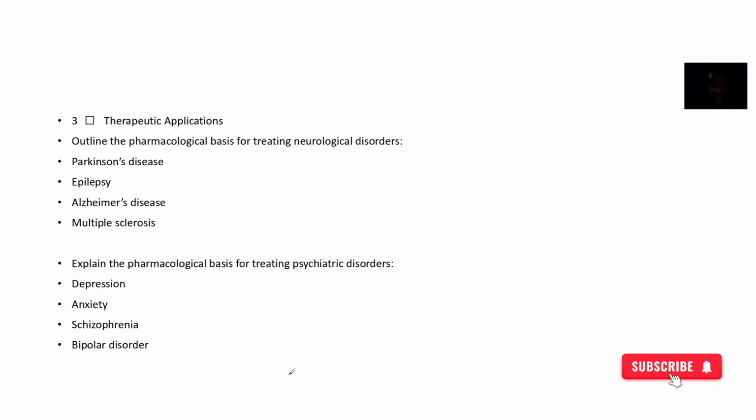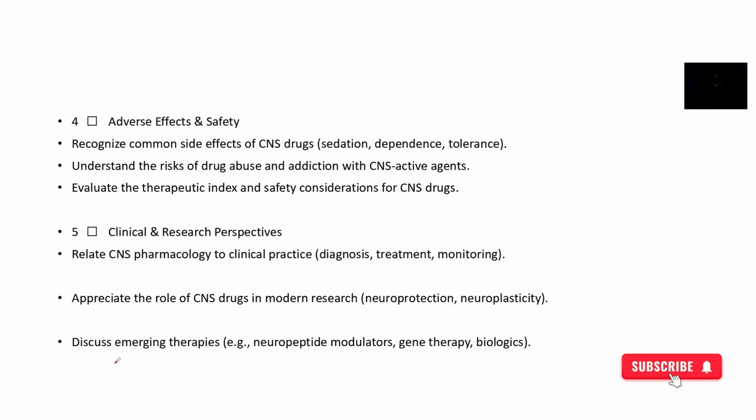Then therapeutic applications. With the little knowledge you'll be getting, you now build up, trying to learn about disease conditions that could affect the central nervous system and how drugs can solve them. We'll learn about Parkinson's, epilepsy, Alzheimer's disease, multiple sclerosis, right? We'll also talk about the psychiatric issues like depression, anxiety, schizophrenia, bipolar disorder. We get to talk about all of them, okay?